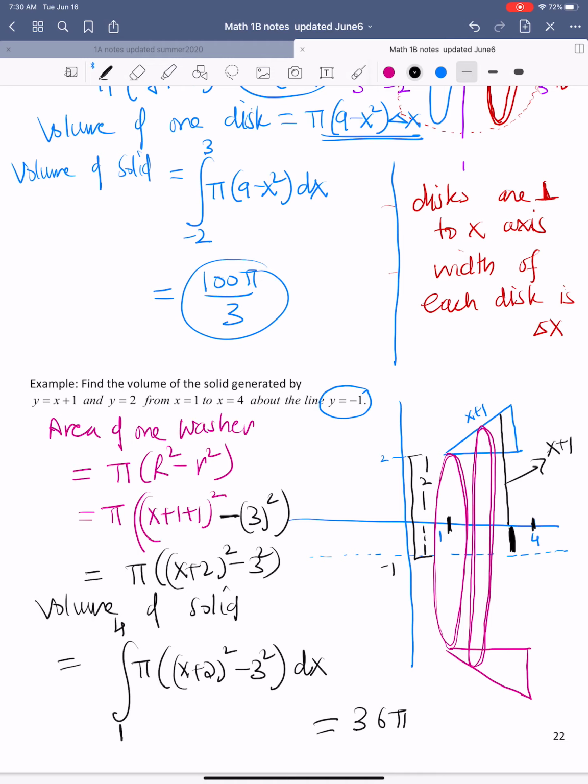All right, couple more examples. Actually, no more examples. This should be enough for the discs and washers. We will also look at the shell method in the next video for finding the volume of a solid.